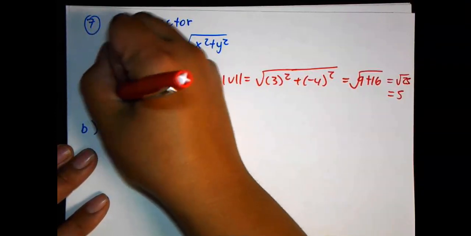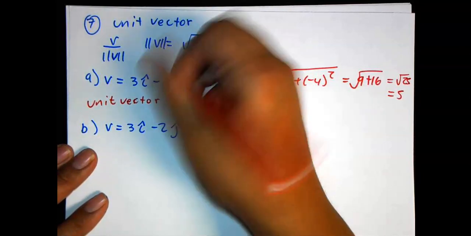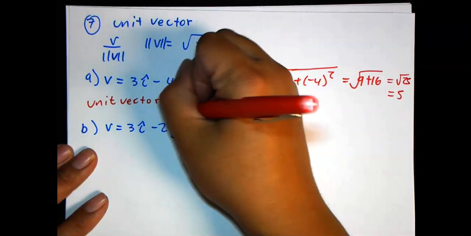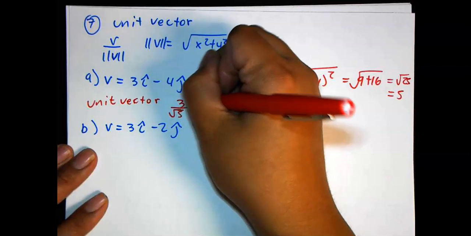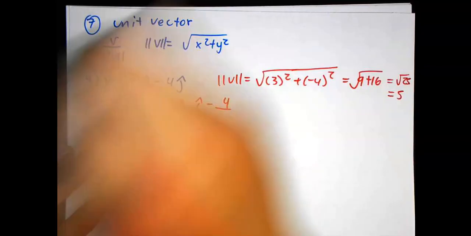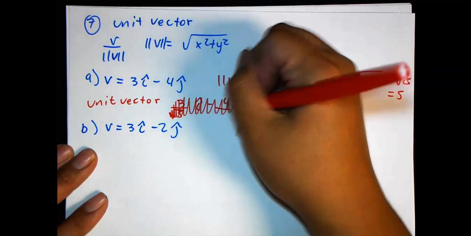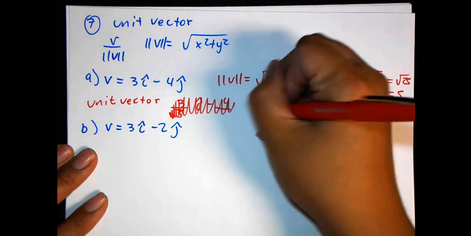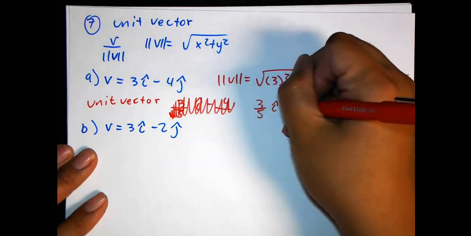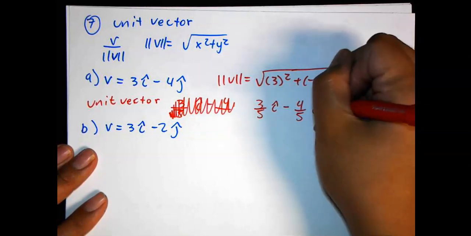So my unit vector will be 3 over the square root of 5i minus, no. Not square root of 5. So let me write it again. It will be 3 over 5i minus 4 over 5j.